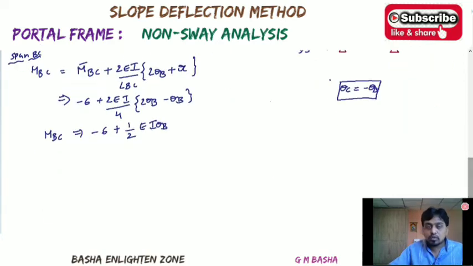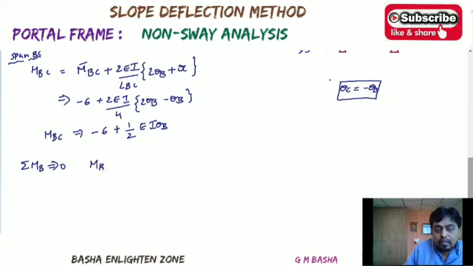So what is the procedure? I already explained. Sigma MB will be equal to 0, meaning the sum of the moments at that particular joint B will be equal to 0. Take down MBA plus MBC equals 0. So what is MBA here?